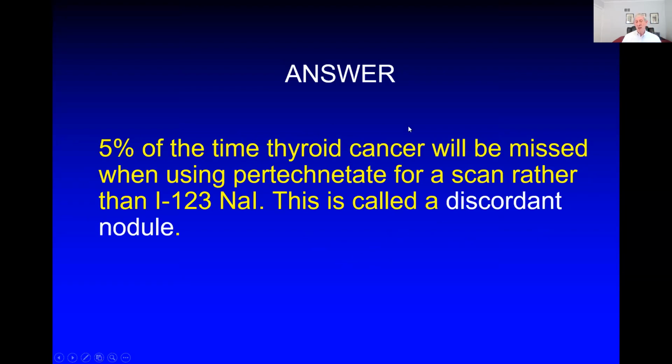5% of the time, the thyroid cancer doesn't even show up with the Protectinate. It doesn't show up as a cold spot at all. 95% it does, but you don't want to miss 1 out of 20 patients because you chose the wrong drug. And so for thyroid cancer, we always use iodide and never Protectinate because of what is called the discordant nodule. The discord is that it looks normal with Protectinate, but abnormal with iodine.